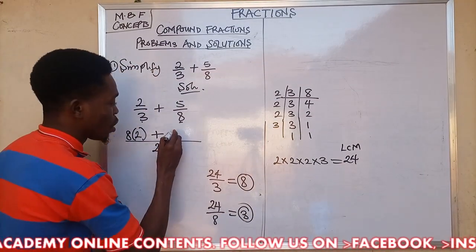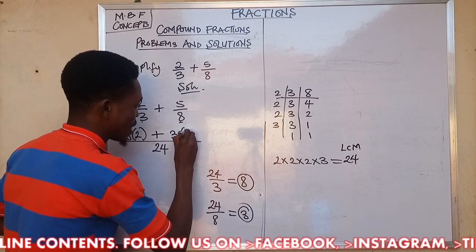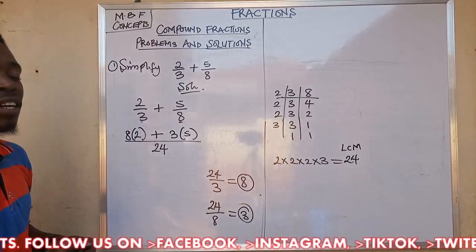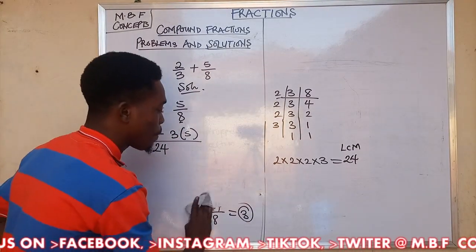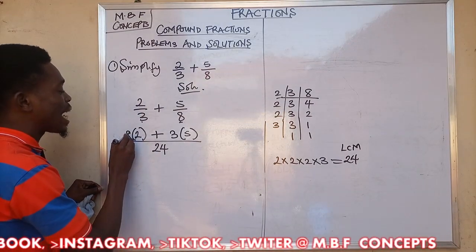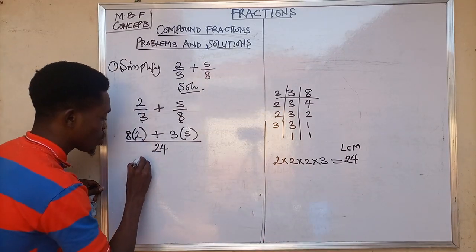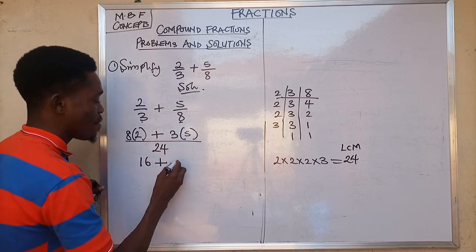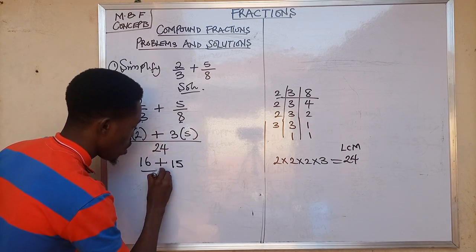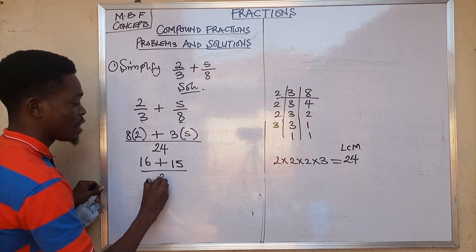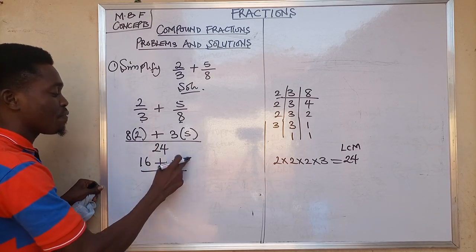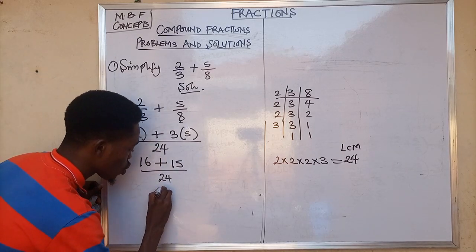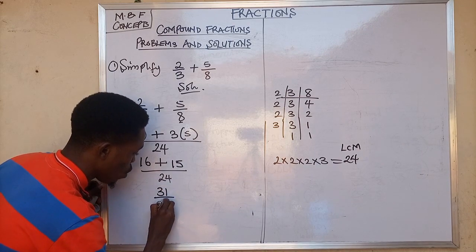So guys, we are going to have 3 times 5. It's as simple as this. Then the next thing you do is to simply multiply 8 by 2, and 8 times 2 guys will give us 16, plus 3 times 5, we are going to have 15 all over 24. Now guys, when I add 15 to 16, we are going to have this as 31 over 24.